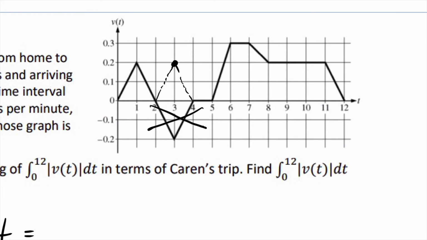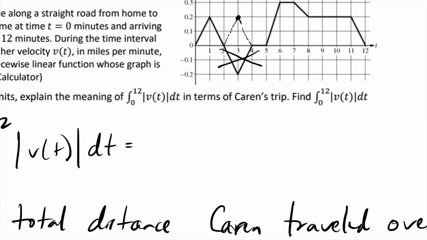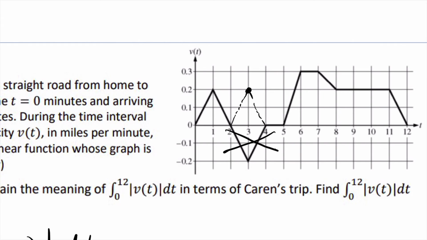I still haven't figured out how to calculate my answer because I got to get a number here. How do I do that? Area under the curve, yep. Anytime we're doing an integral, area under the curve. Okay, so you got two triangles. Both look like they're the same size. They both have bases of 2. They both have heights of 0.2.